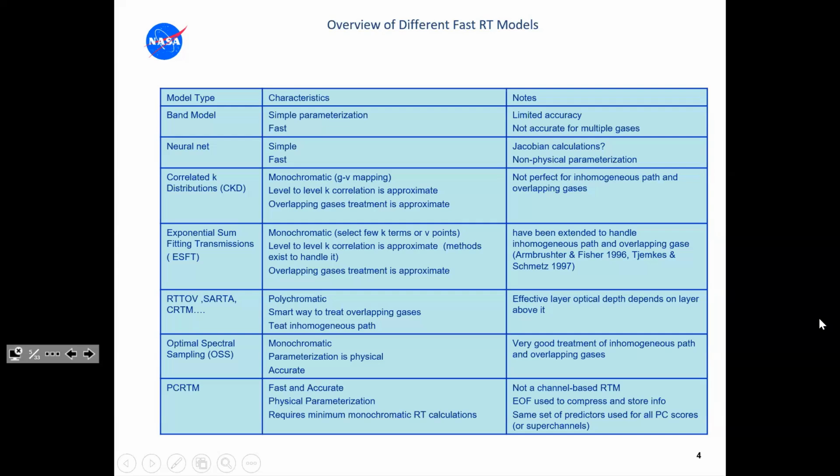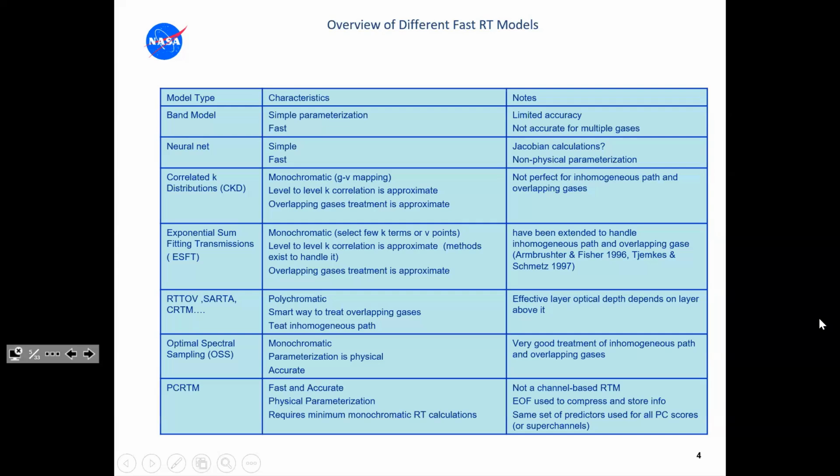And once you convolve your monochromatic radiance with an instrument function, the Beer's law doesn't apply. You cannot just multiply two transmittances together to form a total transmittance, because it's like you do the integral first and then you do the product, versus you do the product within the integral and then you integrate it. Those are two different concepts. Okay. So there are a lot of approximations in the correlated K and the exponential sum fitting.